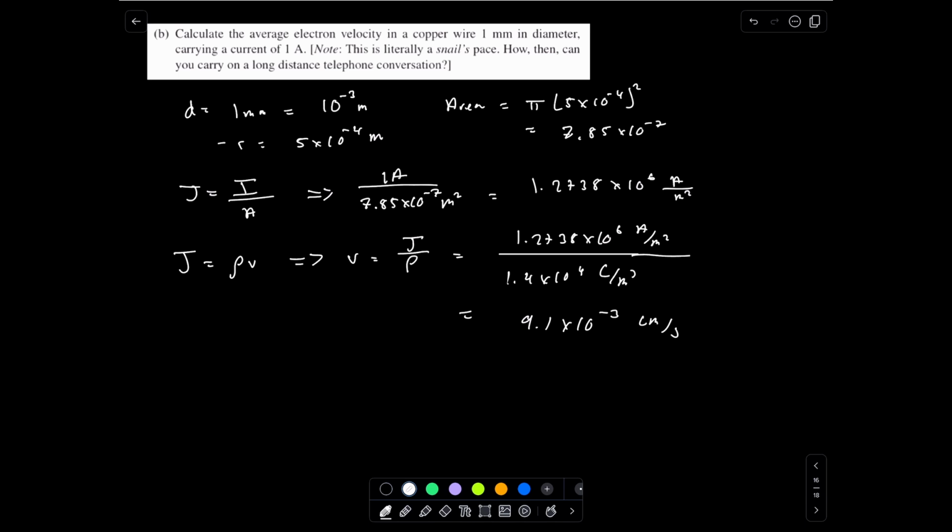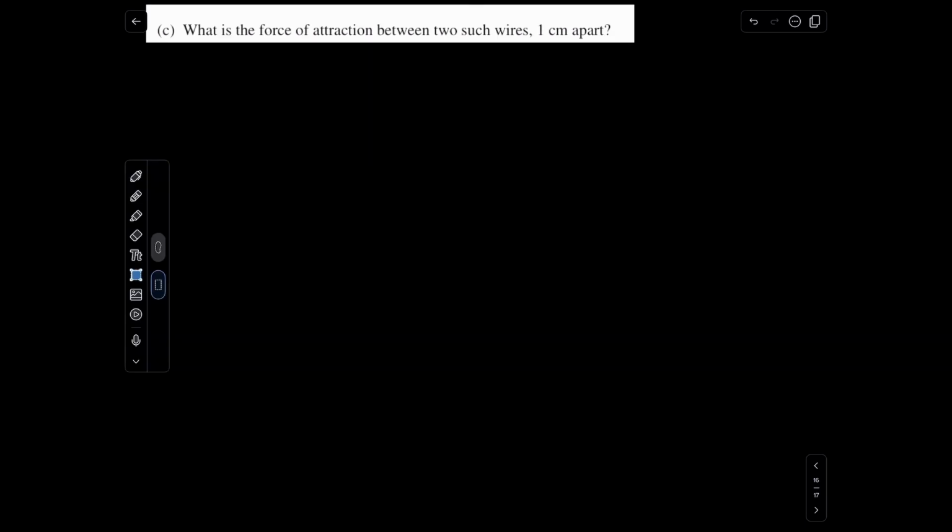is a snail's pace. Part C, which is what is the force of attraction between two such wires 1 centimeter apart. So, two such wires, I'm assuming that the current is going to be the same, 1 amp, from the previous part. And so using that, we can use the force per unit length equation we are given from equation 5.40.